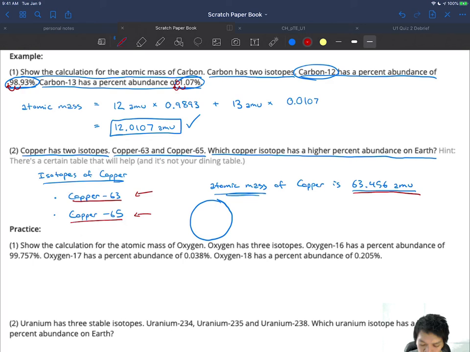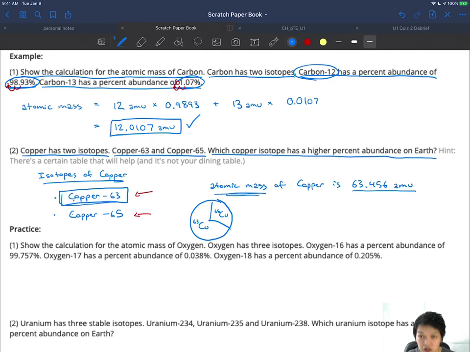Well, since the weighted average is closer to 63, that must mean that in a pie graph, there must be a lot more copper 63 atoms than copper 65 atoms. That's why the average atomic mass is closer to 63. There must be a lot more copper 63 atoms. Alright, so the answer to this problem is it must be copper 63.